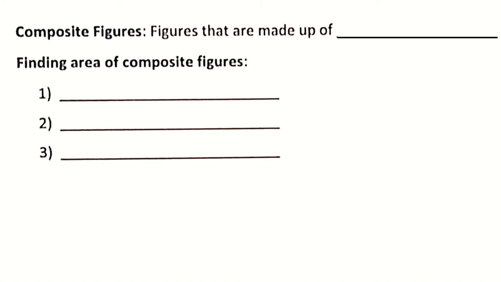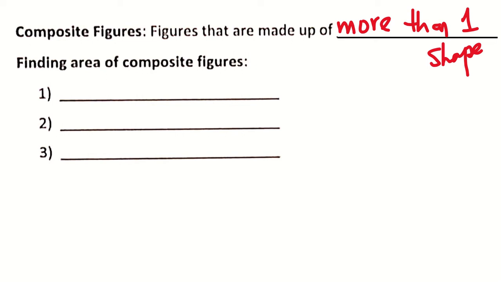Alright, at the top of your notes, it's going to say composite figures or shapes. Either one, I could use either word interchangeably. Composite figures are figures that are made up of more than one shape. So instead of just being a circle or just being a rectangle, it's more than one thing put together. We have 3 steps to finding the area of composite shapes, figures. Always use these three steps.